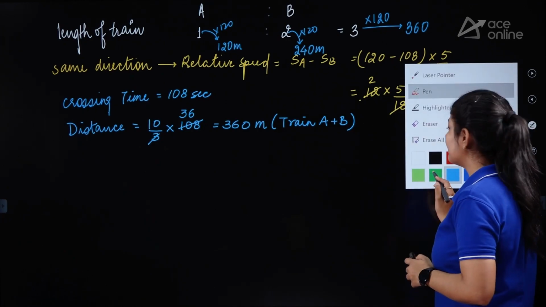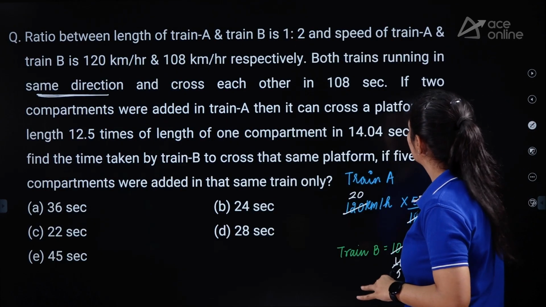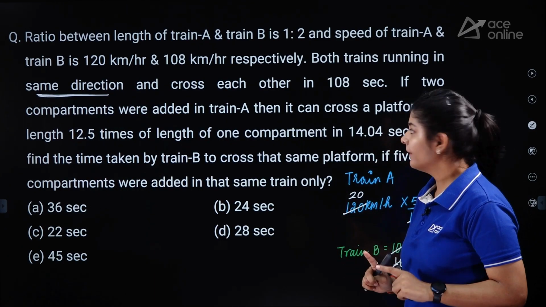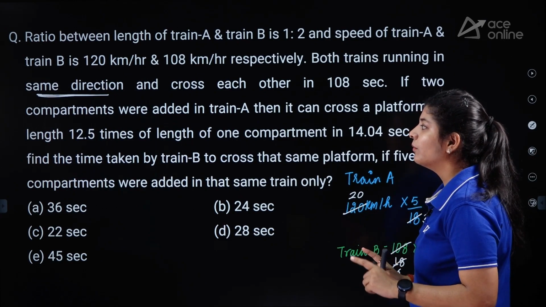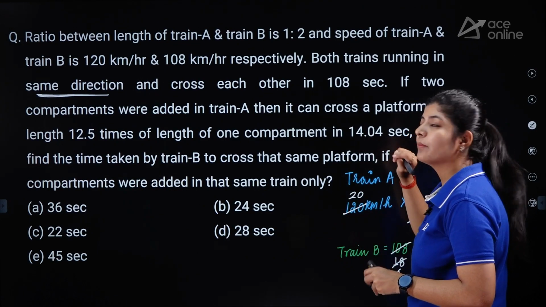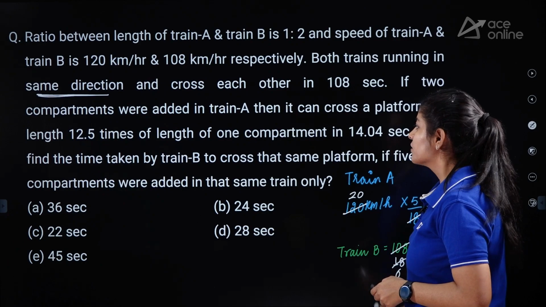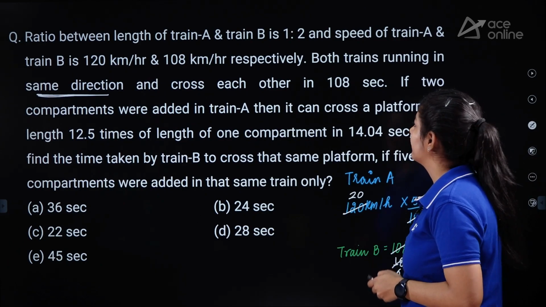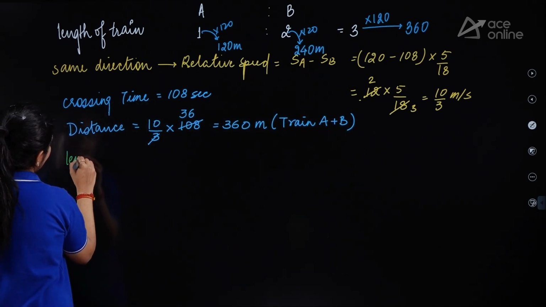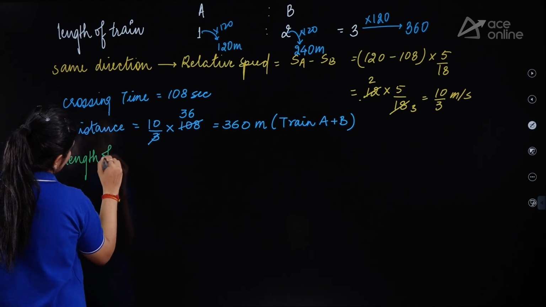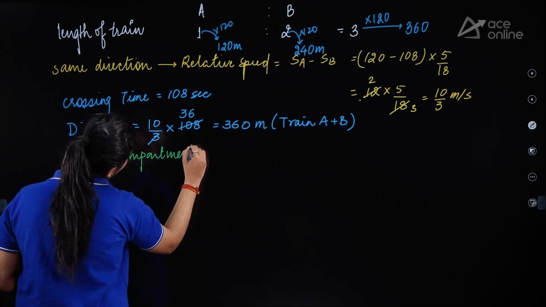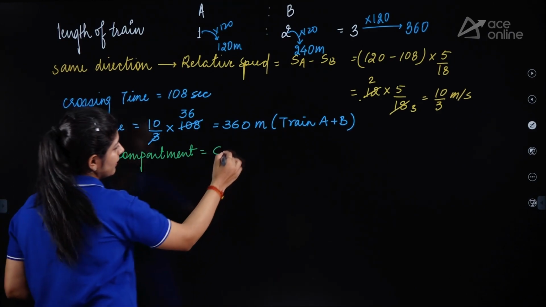Now, the next step that we need to do. We just added 2 compartments in train A and it crosses a platform of 12.5 times one compartment in 14.04 seconds. Okay, so here the length of the compartment is not given, right? So we just simply assume the length of the compartment, let's suppose it is C meters only, C meters.